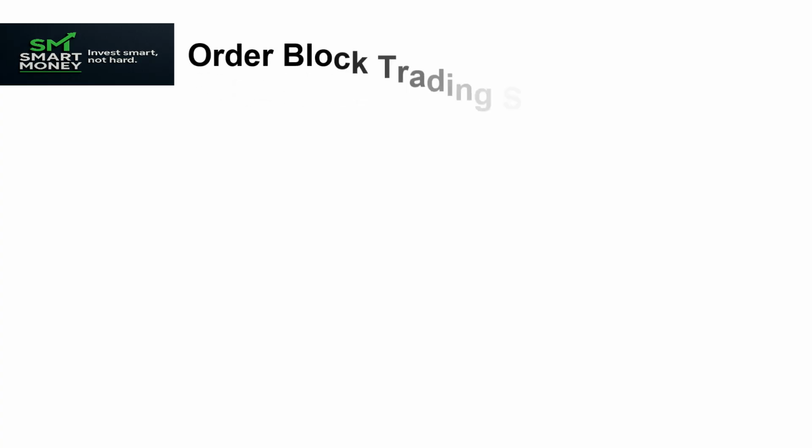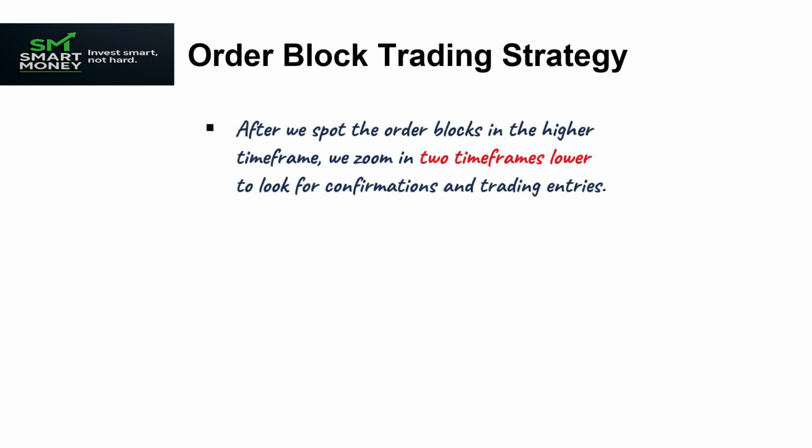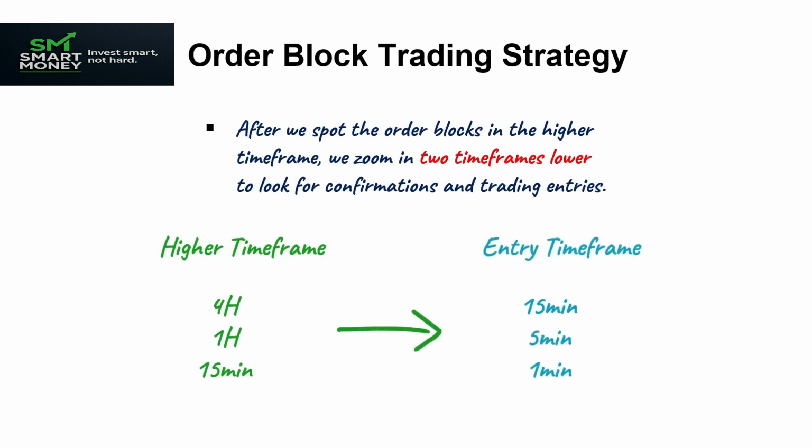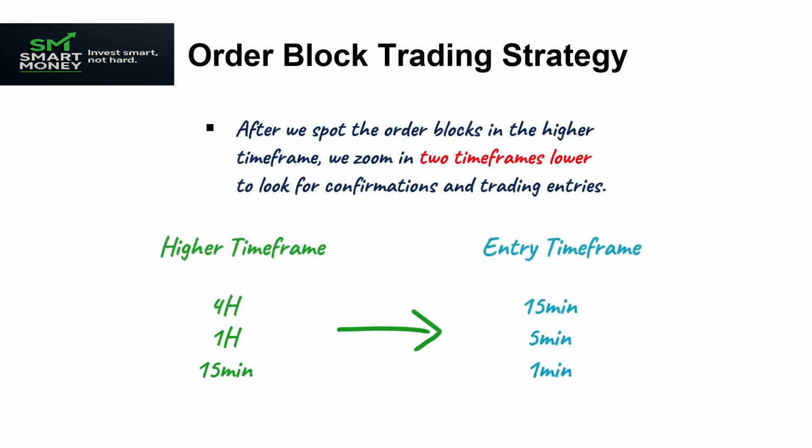The order blocks trading strategy is not limited to any time frames. Still, after we spot the order blocks in the higher time frame, we zoom in 2 time frames lower to look for confirmations and trading entries. So when we use the 4-hour, 1-hour, and 15-minute charts as our higher time frame, we look for entry reasons in 15 minutes, 5 minutes, and 1 minute, respectively. You could use multiple price action setups as confirmations for trading the order blocks. Here are some of the most common patterns we trade in the market.